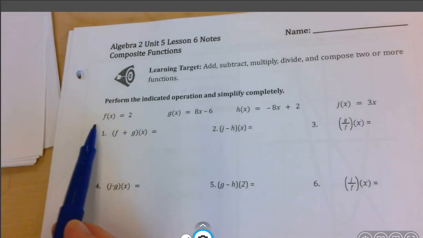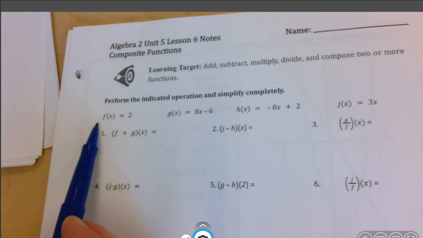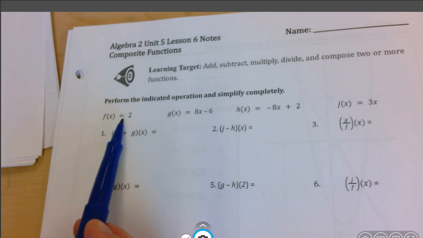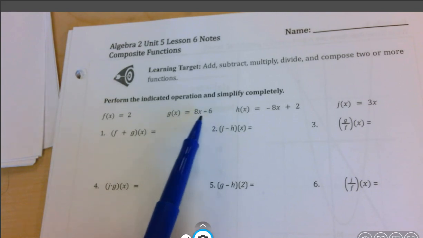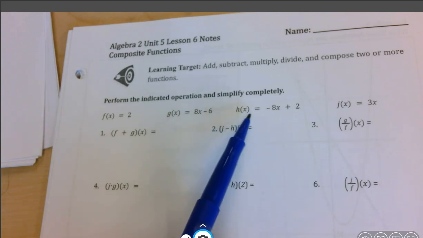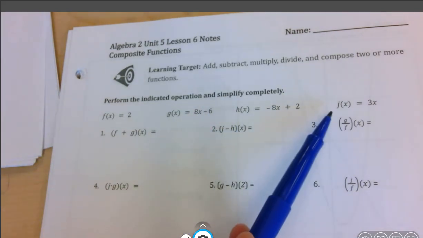So this function, f of x, every output is just 2. So if I input 5, I get 2. If I input 7, I get 2. If I input negative 500, I get 2. This function g of x multiplies by 8 and subtracts 6. You can see there's an h of x function, and there is a j of x function.